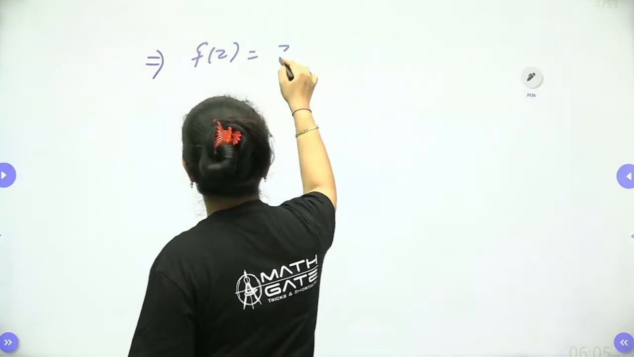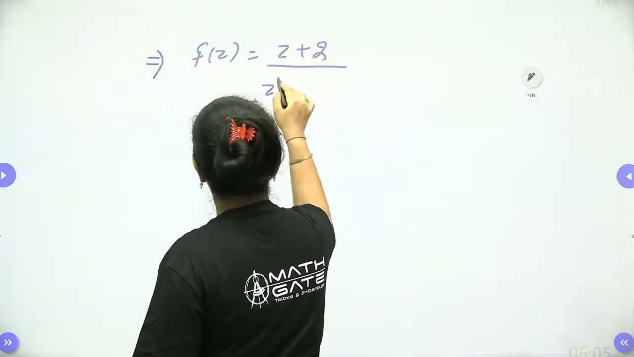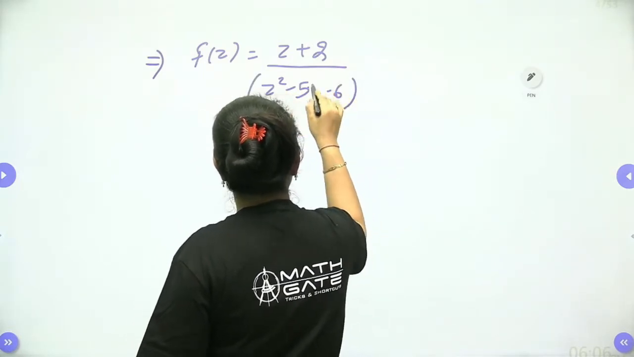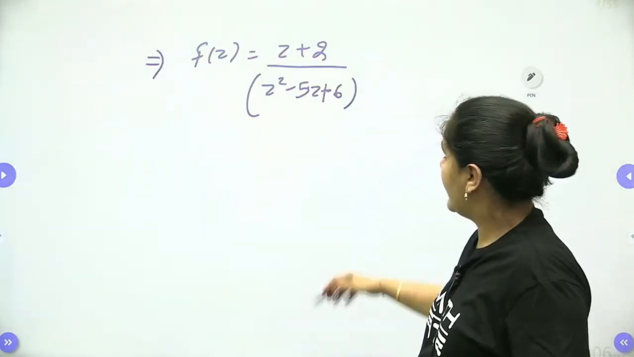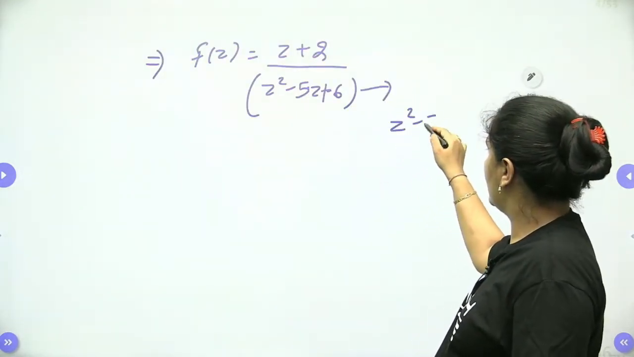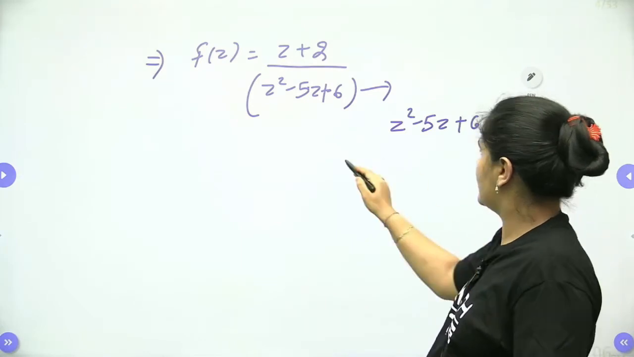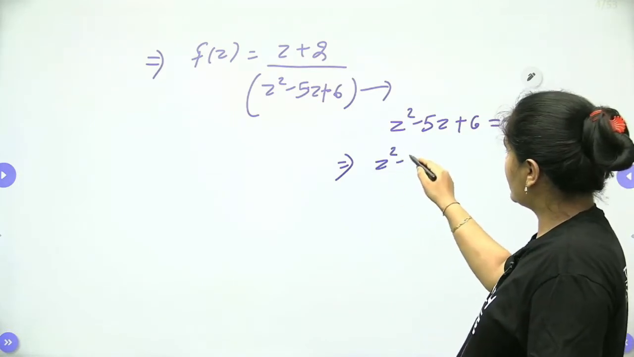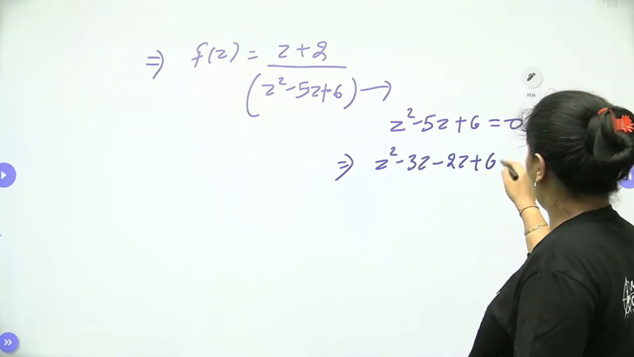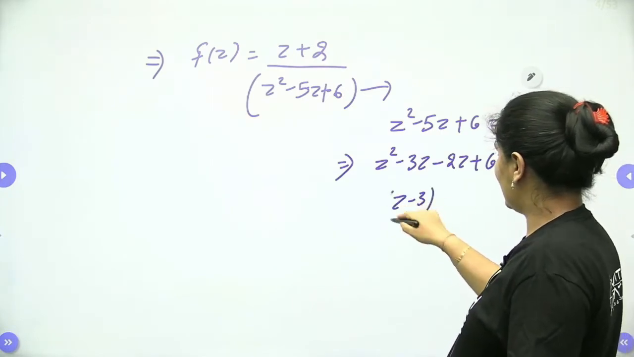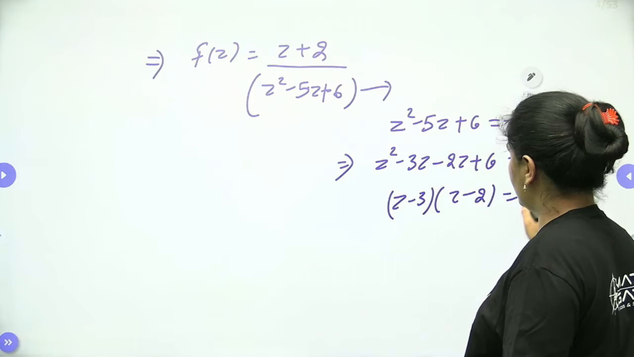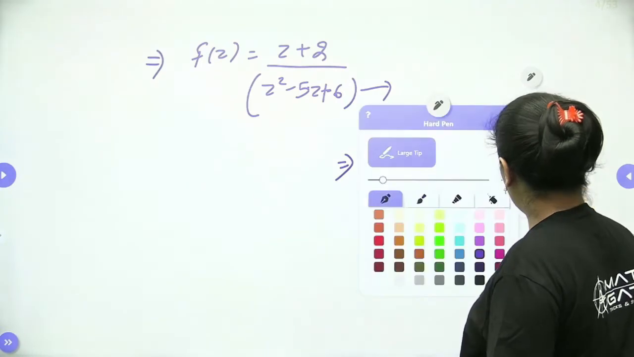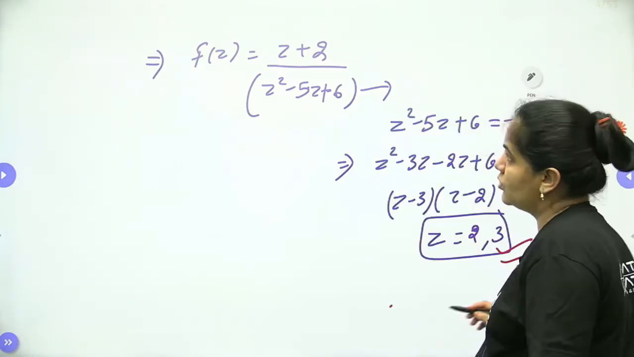So if I have f(z) = z / (z^2 - 5z + 6), I will put the denominator equal to 0. Here z^2 - 5z + 6 = 0. When we put it equal to 0, we get z^2 - 3z - 2z + 6 = 0. We will get (z - 3)(z - 2) = 0, right? So we can say the poles are z = 2 and 3. Hence we can conclude the poles are z = 2 and 3.